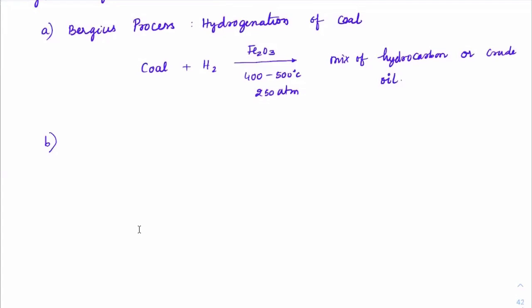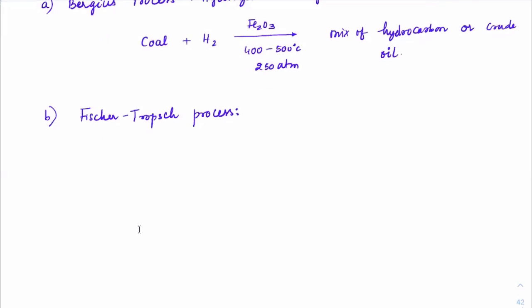Second, this is the Fischer-Tropsch process. So in this method, we take coke. Coke is nothing but a black fine powder of carbon that we treat with steam at around 1200 degrees centigrade. On doing that, we'll get water gas. CO plus H2 is water gas.